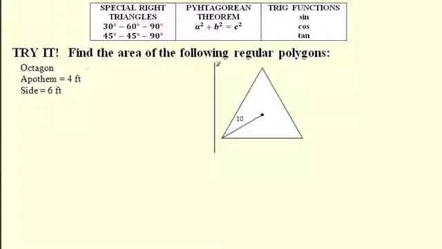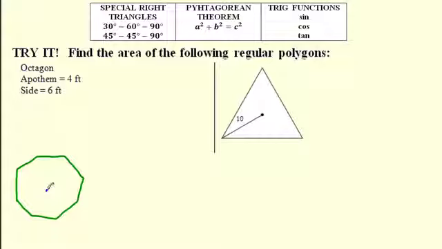Let's try it. Find the area of the following. So we've got an octagon with an apothem of 4 feet and a side. I may make you draw it at some point. What is an octagon? Well, it's a stop sign, isn't it? And that is the worst looking stop sign I've ever drawn. I gotta try again. Up, over, flat, over. There we go. Not amazing, but it gets the job done. As long as you draw an 8-sided figure, you're cool.